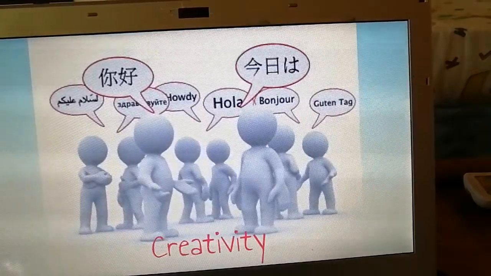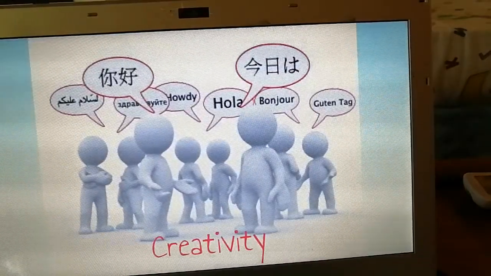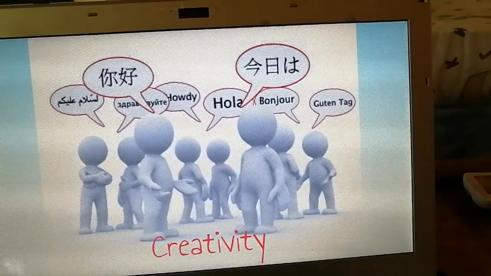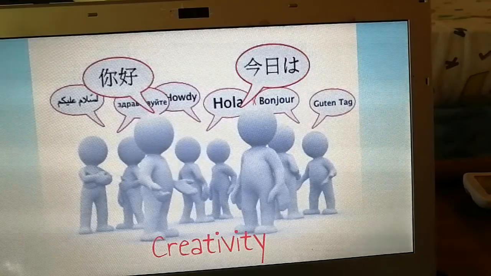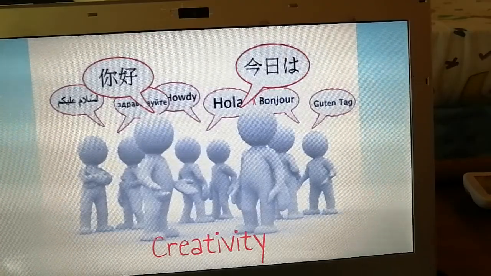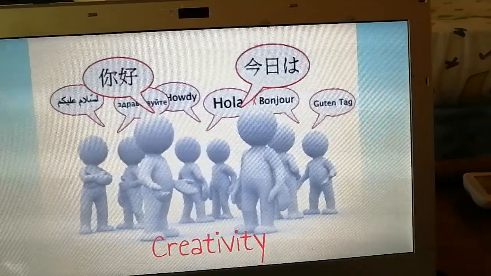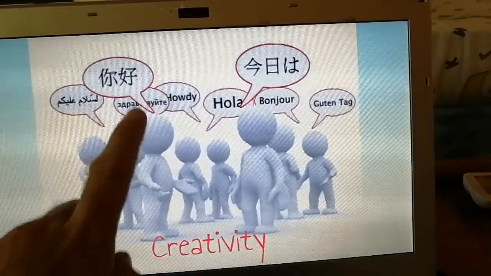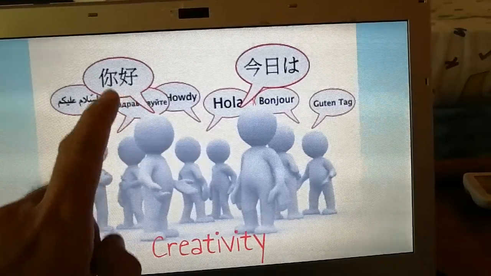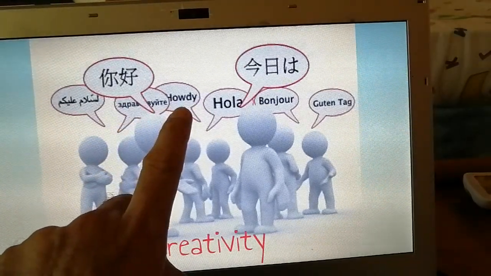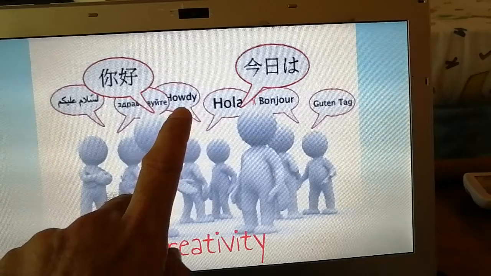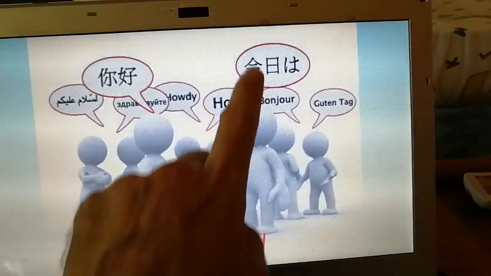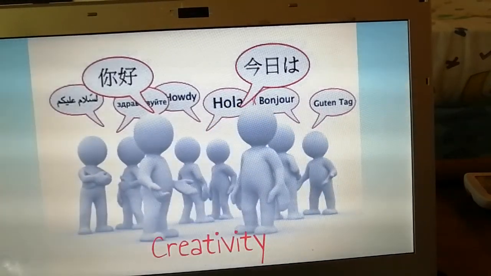Creativity does not have to do with being creative in an artistic way. Instead, it has to do with being productive regarding language. So creativity and production are synonyms. Look at the languages here. Which language is this one? What do you think? Yes, you're right, it's Arabic. This one is, yes, Chinese, Russian. Yes, this is absolutely Texan English. Spanish, Japanese, French, and German.